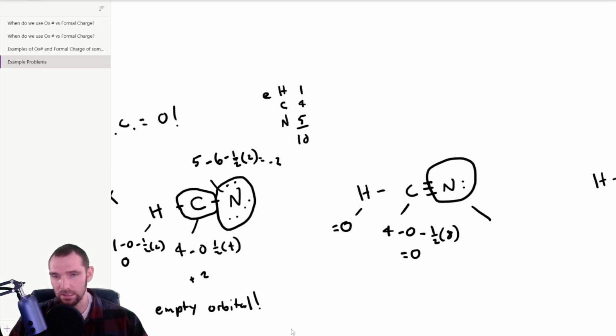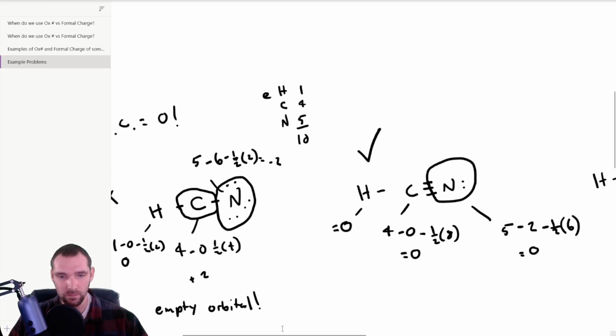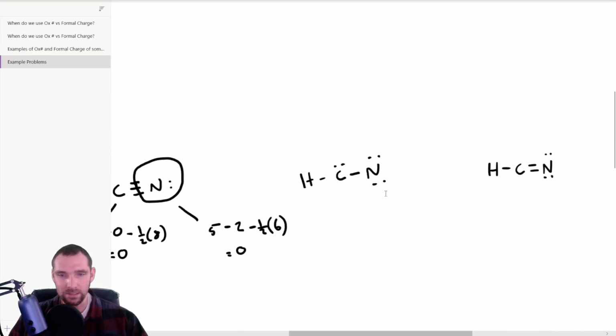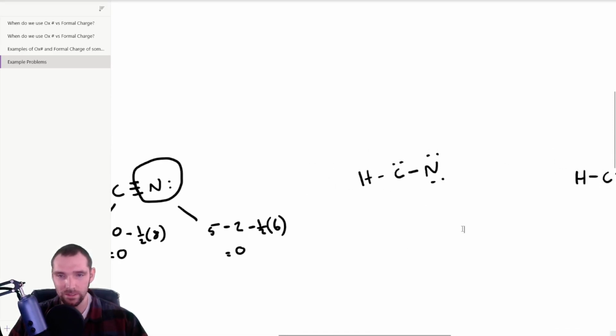And then this guy normally has 5. There's 2 unbound electrons right there. And then it gets to feel half of the ones in these bonds. There's 6 of them in the bonds, so it's really interacting with 3. So this formal charge is also 0. So this looks pretty good. And we have the triple bond between the nitrogen and the carbon. Now this guy was actually the first one that I drew. The reason it doesn't work is because there's empty orbitals.